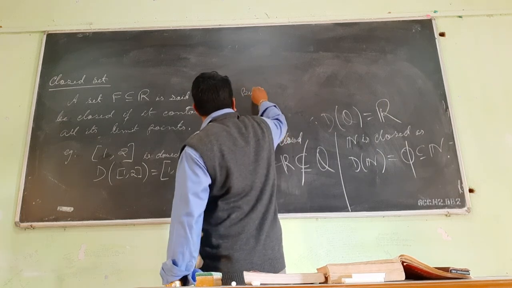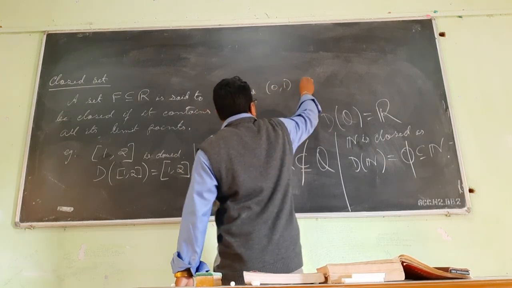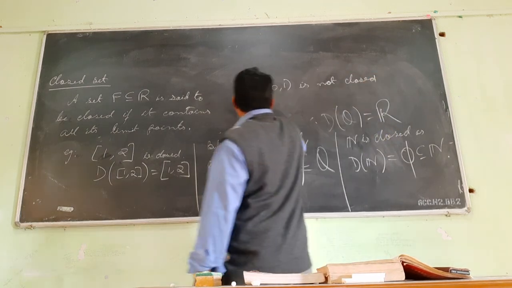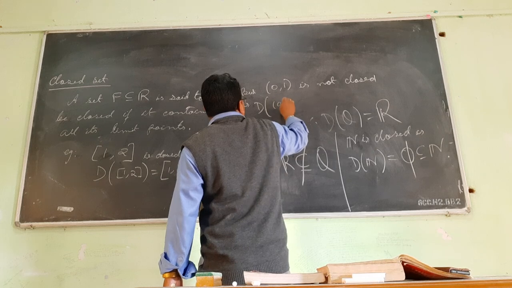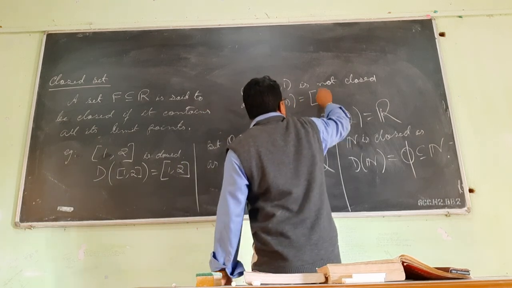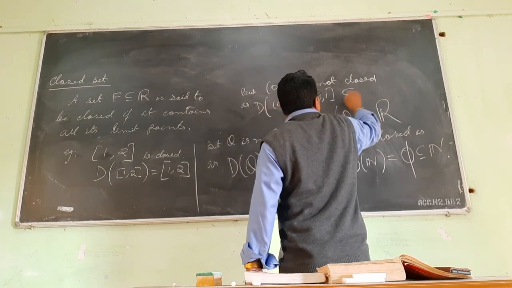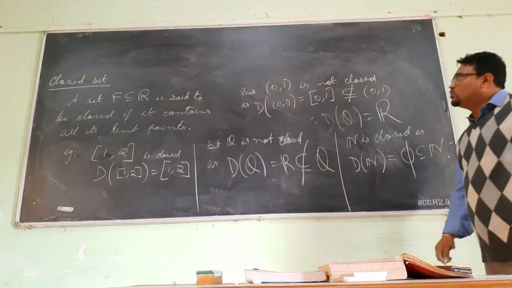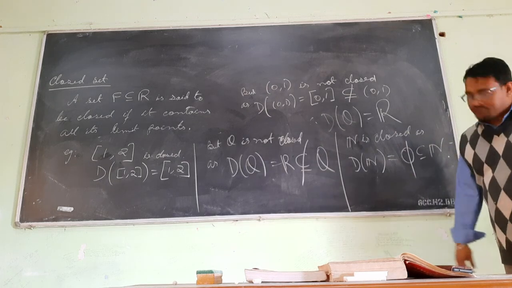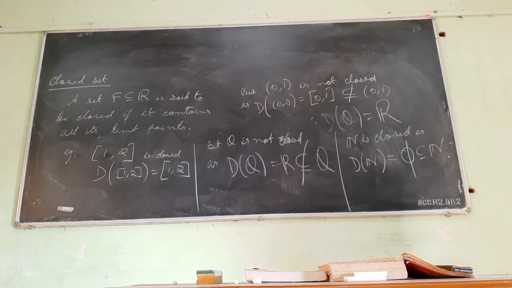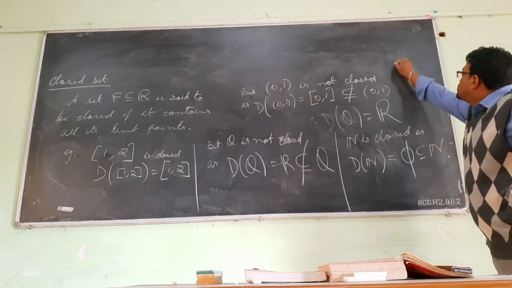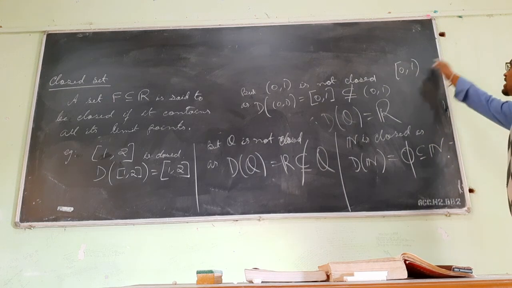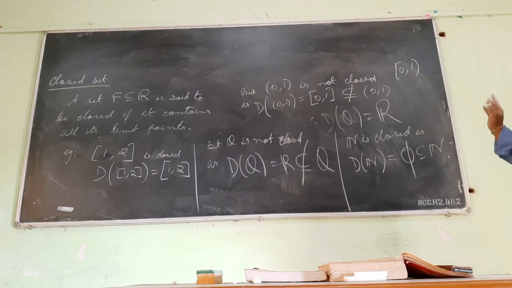But this is not closed. Say the open interval (0, 1) is not closed, as the derived set of the open interval (0, 1) is the closed interval [0, 1], which is not a subset of (0, 1). So the open interval (0, 1) is not a closed set. Similarly, the right half-open interval is also not closed because its derived set is larger than itself.